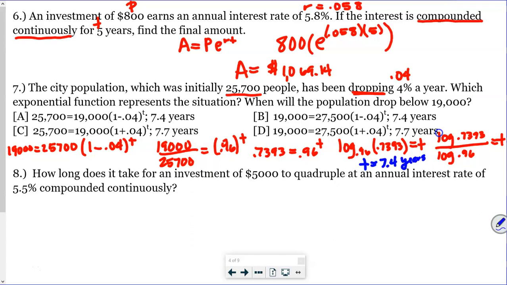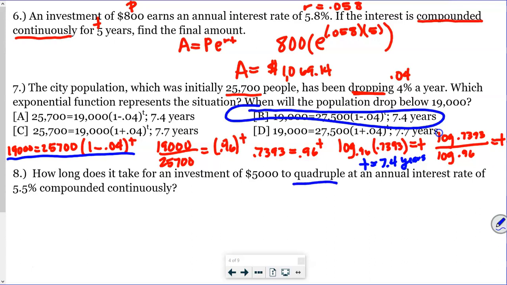So now we need to look for our formula, this up there. So I got the 1900 on the left, 2500, 1 minus there. Okay, so, and then it's 7.4 years, right? So our answer is B.